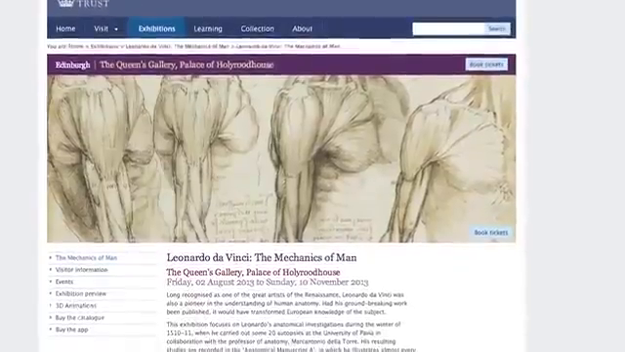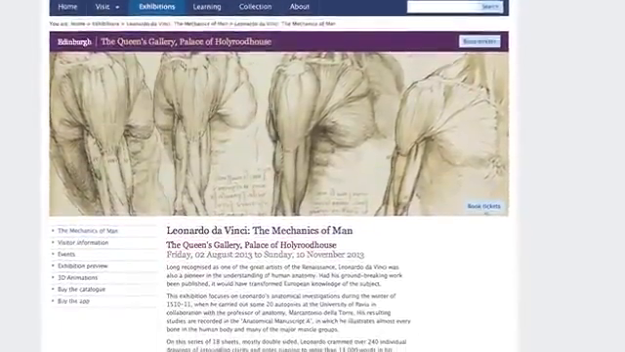The Mechanics of Man exhibition is being held this year at the Queen's Gallery of the Palace of Holyrood House as part of the Edinburgh International Festival. And the reason I was invited is because the theme of this year's festival is technology.